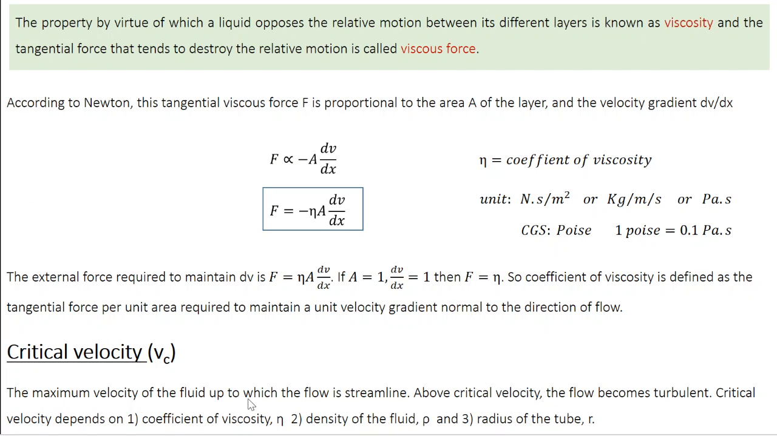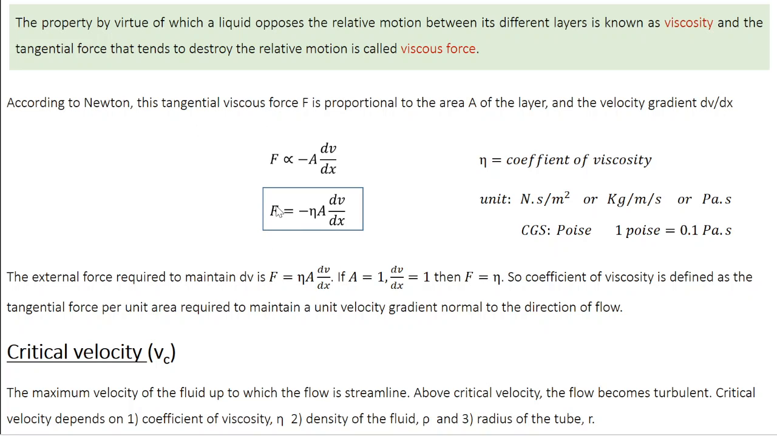Now using this understanding, I can give another definition to viscosity. Viscosity is a property by virtue of which a liquid opposes the relative motion between its different layers. And the tangential force that tends to destroy the relative motion is known as viscous force. According to Newton, this tangential viscous force is proportional to the area A of the layer and velocity gradient dv by dx.